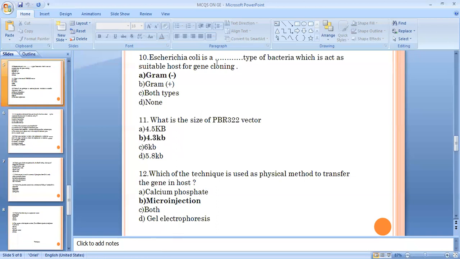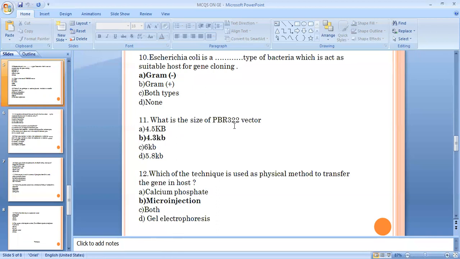Escherichia coli is which type of bacteria which acts as a suitable host for the gene cloning. Your options are A gram negative, B gram positive, C both types, D none. So right answer will be here gram negative bacteria. Friends, we know that bacteria are classified into two types, that is gram negative as well as gram positive. Next question is going to you.